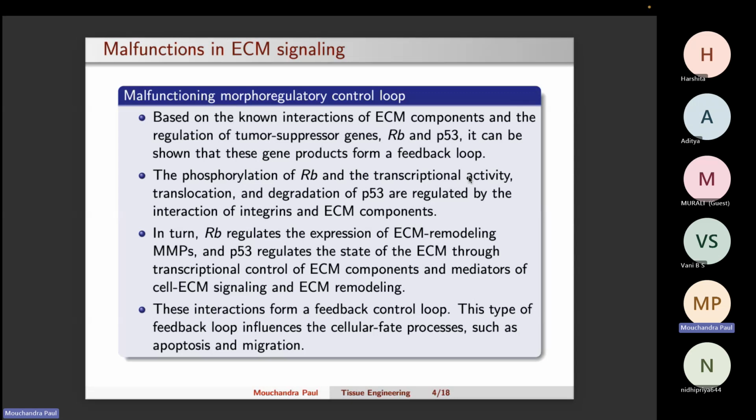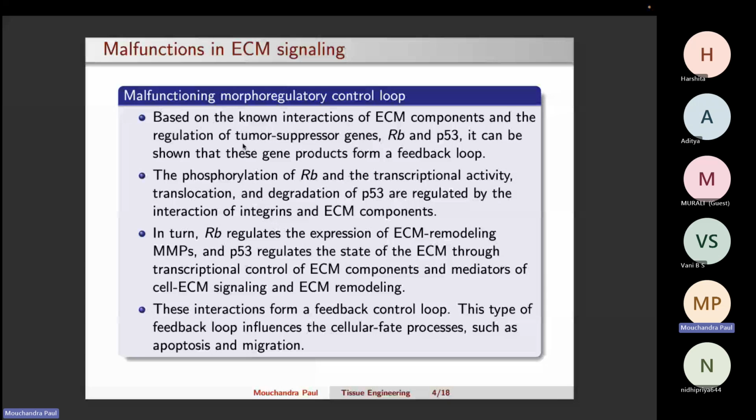Now let's take an example to understand how ECM molecules or ECM components are controlling cellular function through some proteins, and how in turn these proteins are changing the ECM composition.